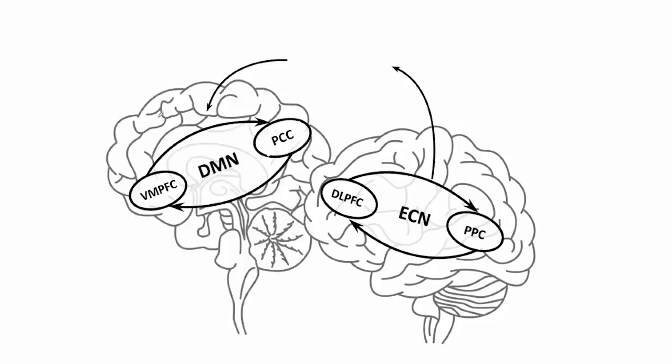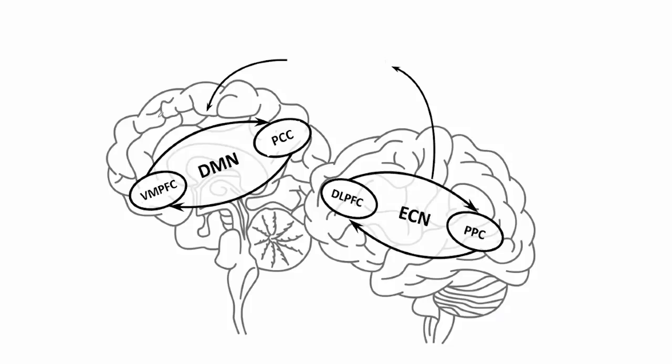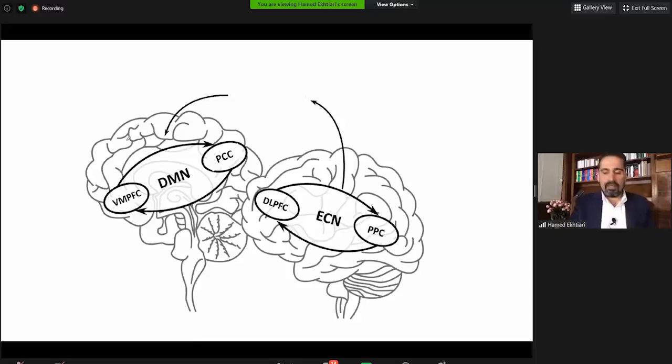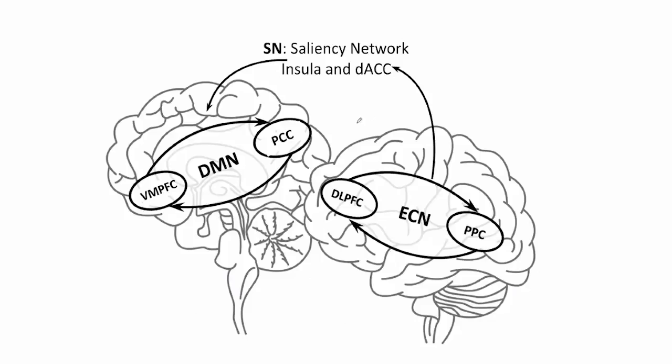And then there is a question of how these two networks, the executive control network and the default mode network, are interacting with each other. It seems that there is a sort of balance between these two networks. When you have higher activation in the default mode network, you have lower activation in the executive control network, and vice versa. These two networks are counterbalancing each other, in a way that one can get activated and deactivate the other, or the other could get activated and deactivate the first. That is the way they make a balance together. And it seems there is another network managing this interaction between these two networks, a network that we call the saliency network, or SN, that includes insular cortex and dorsal anterior cingulate cortex.